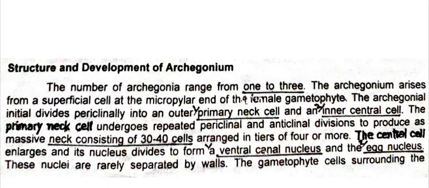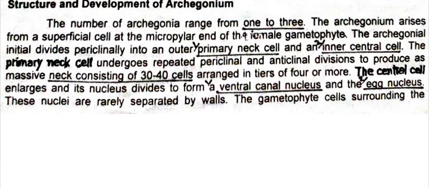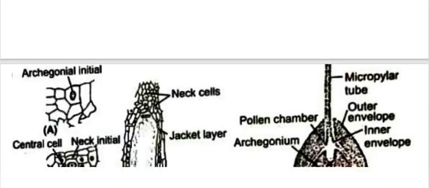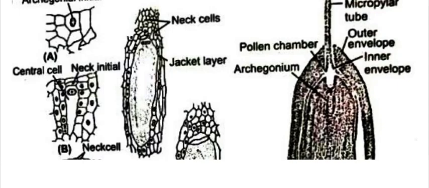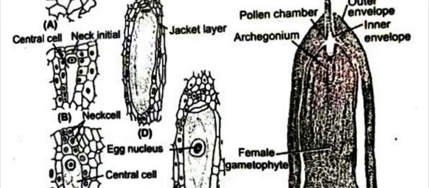The upper one is the ventral canal nucleus, and the lower one is the egg nucleus. The ventral canal nucleus and egg nucleus are produced from the central cell, and these nuclei are rarely separated by walls, meaning wall formation rarely occurs around these nuclei. And the gametophyte cells which surround the central cell develop, divide and produce the two-layered jacket of the archegonium.